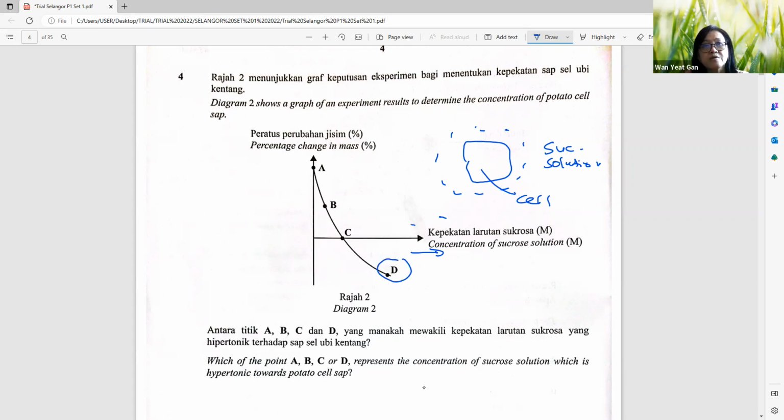When the concentration of sucrose solution outside is higher than inside the cell, the cell will lose water through diffusion, osmosis. Therefore the percentage of change in mass will decrease. Now point C is the point of isotonic concentration.